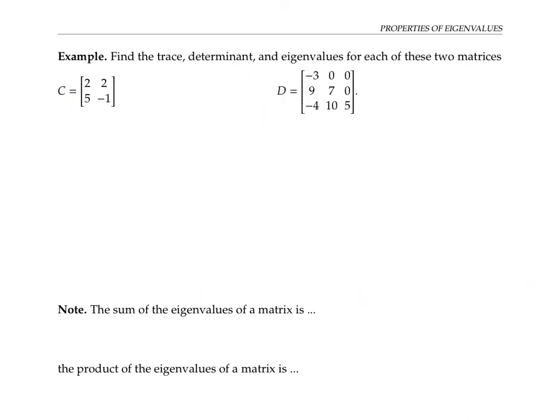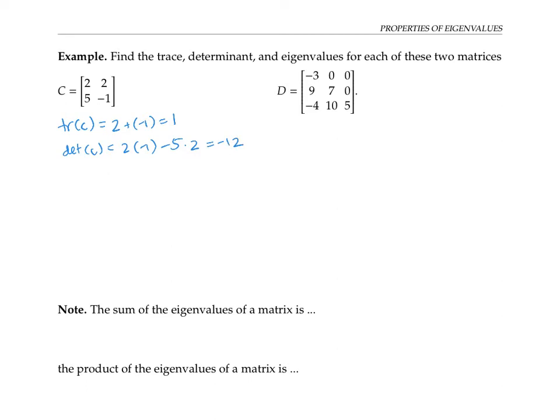Next, let's relate the eigenvalues for a matrix to its trace and determinant. For this matrix C, the trace of C is 2 plus negative 1, which is 1, and its determinant is 2 times negative 1 minus 5 times 2, which works out to negative 12.